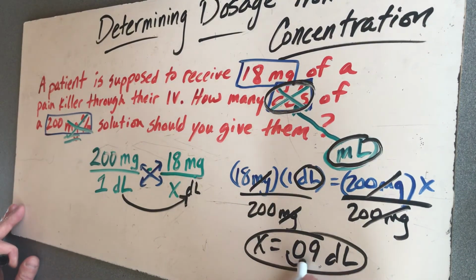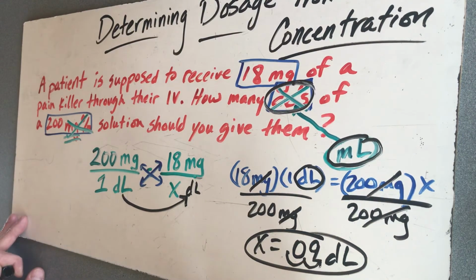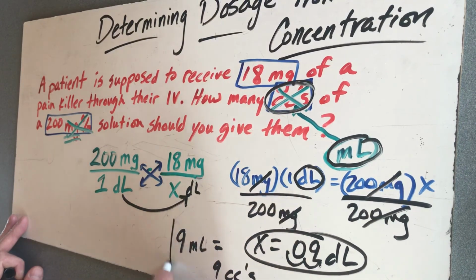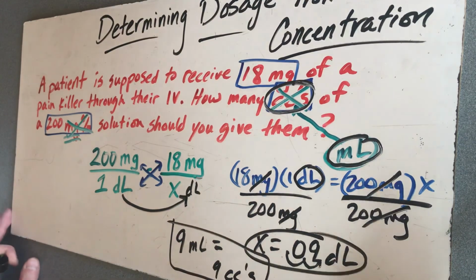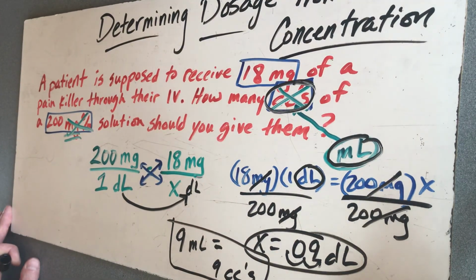So I'm going to move my decimal 2 spots because I can convert deciliters to milliliters. It's a factor of 100. 100 milliliters makes up 1 deciliter. 0.09 becomes 9 milliliters, which is the same as 9 cc's. And that's how much I would draw out to actually give this patient in one particular dosage.